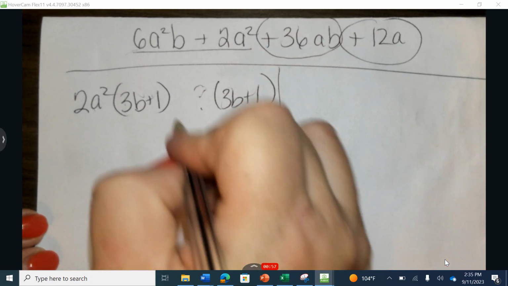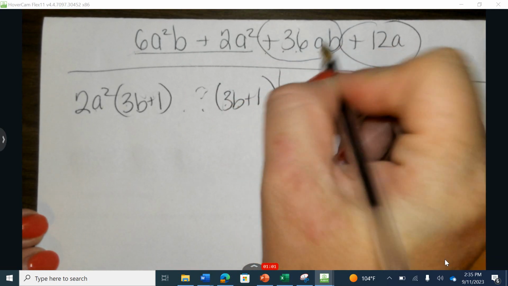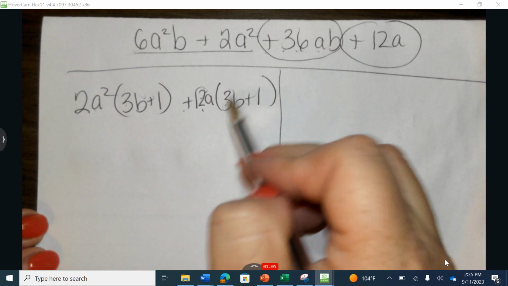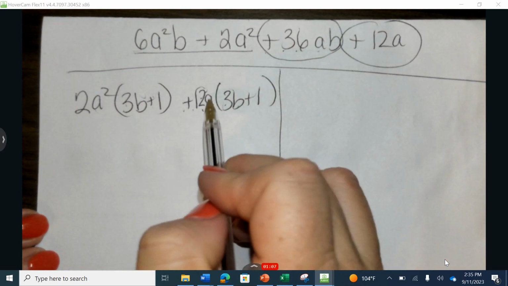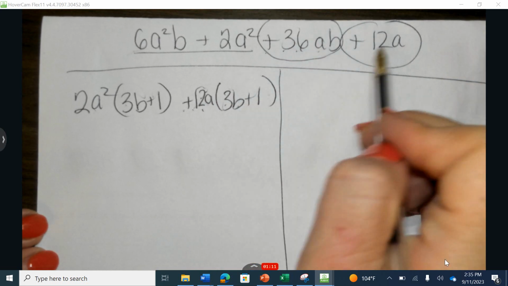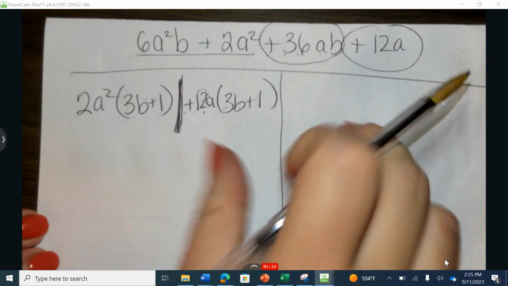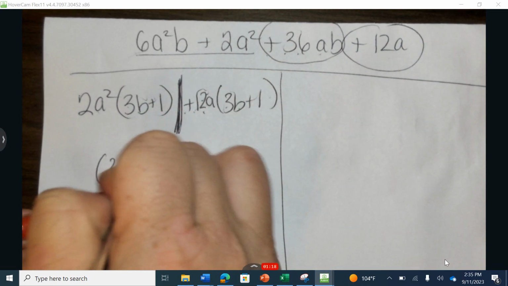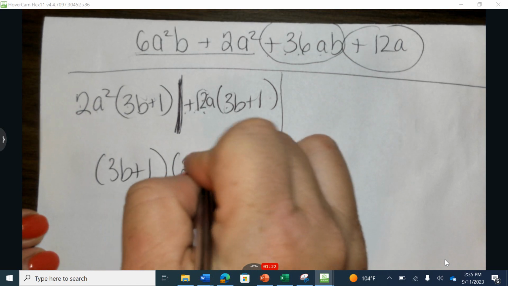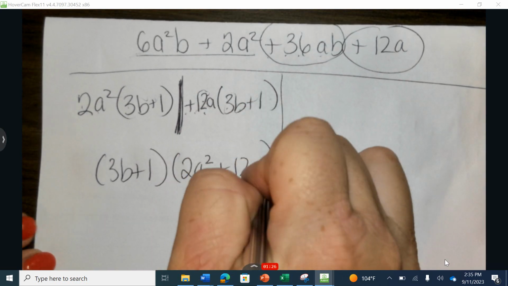So what times 3b gives us a positive 36ab? Positive 12a. So I took 36 divided by 3 to get 12. And I have an a and a b. Now, is 12a times 1 positive 12a? It is. Okay. I have a front half and a back half. They both have a 3b plus 1. And the second half, in front of the first parenthesis, is a 2a squared. In front of the back is a positive 12a.